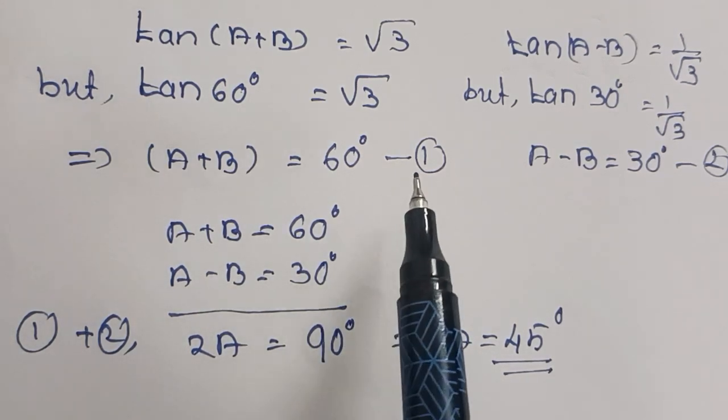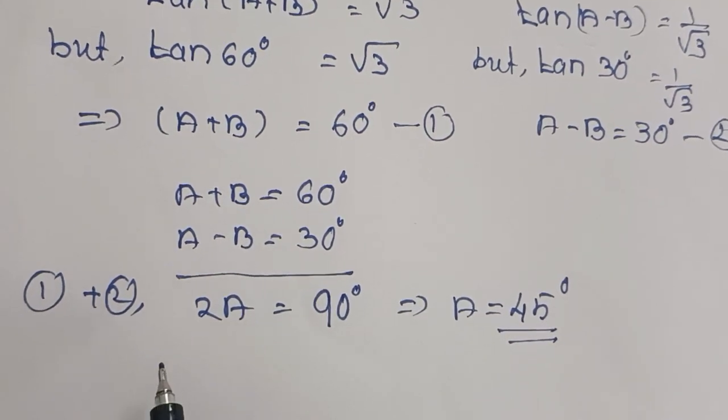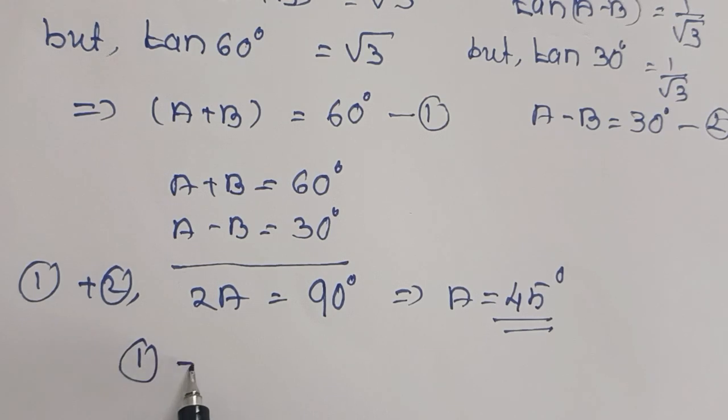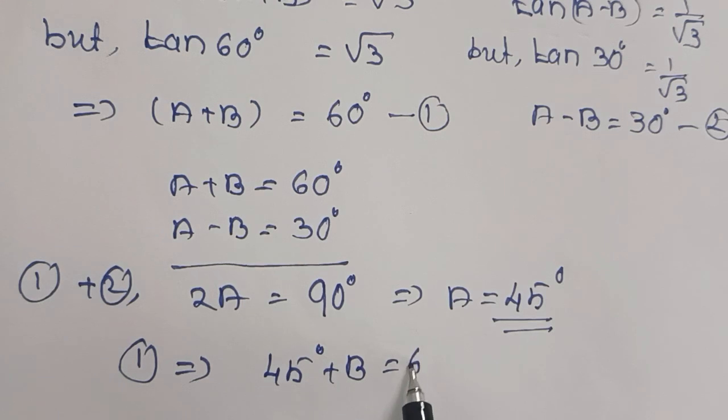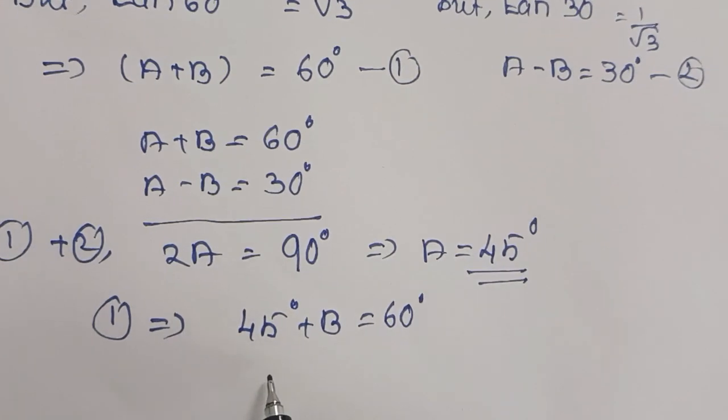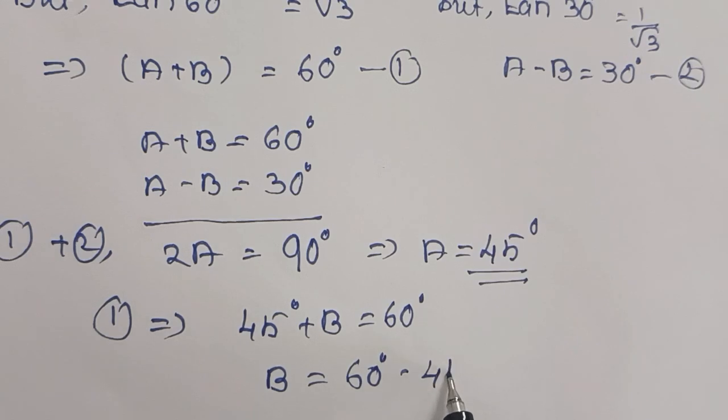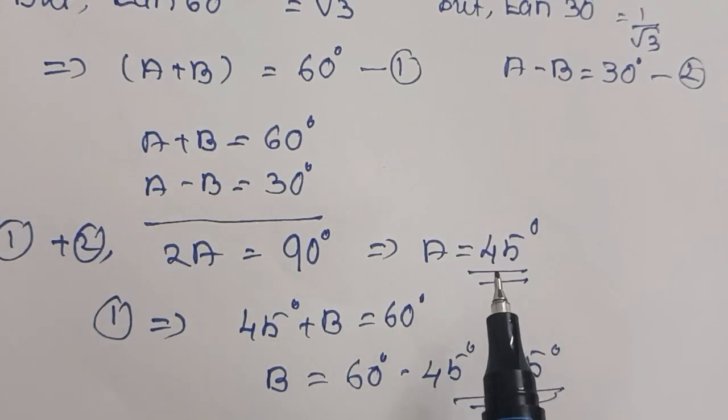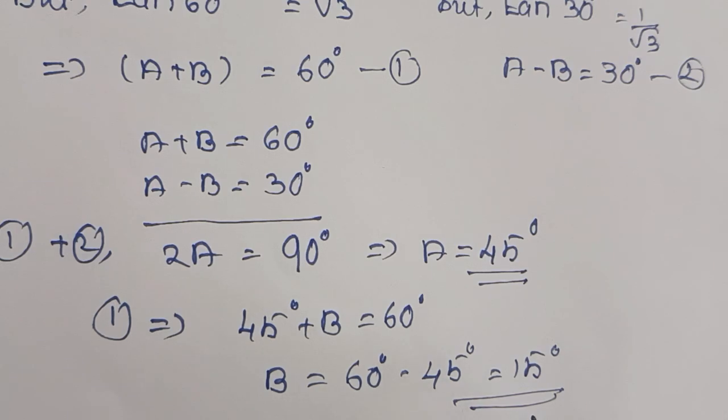Now substituting the value of a in the first equation, we get a + b, that is 45 + b = 60 degrees. Therefore, b = 60 degrees minus 45 degrees, that is 15 degrees. Okay, therefore a = 45 and b = 15 degrees.